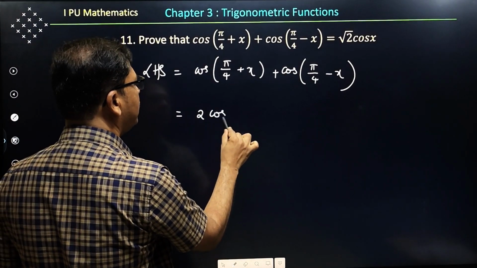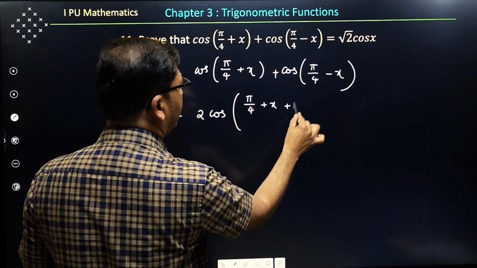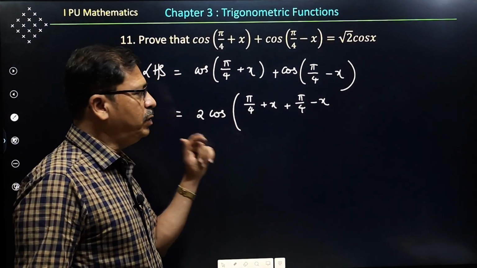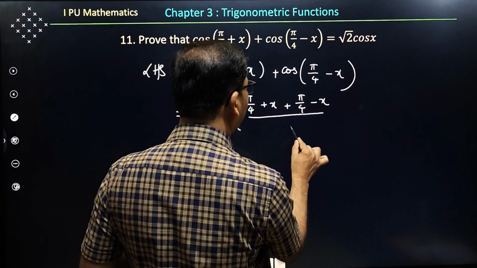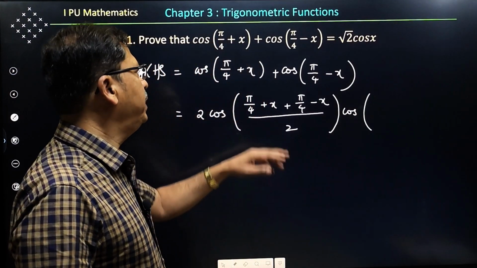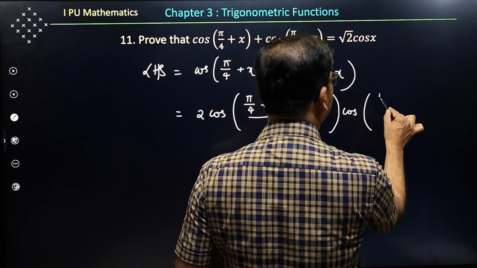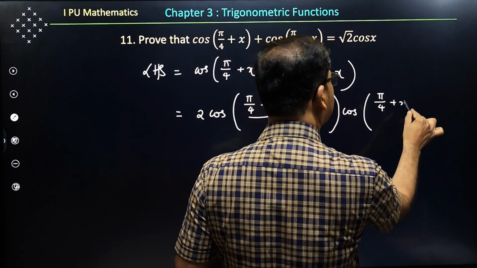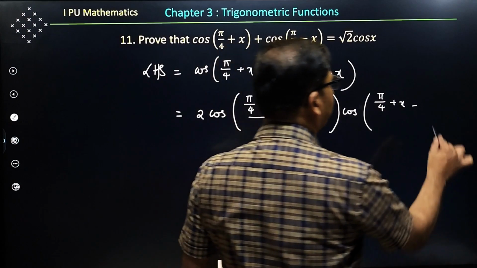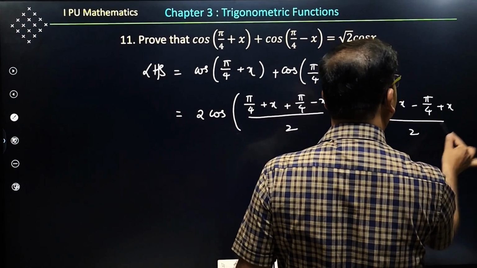2 into cos of (c plus d) divided by 2. Pi by 4 plus x, this is c, and then pi by 4 minus x, this is d here. C plus d, you need to divide it by 2 here according to the rule, into cosine again. C minus d divided by 2 means the difference of these two angles, and then you need to divide by 2 here. So pi by 4 plus x, but minus d you are doing, minus pi by 4 plus x, that is minus (pi by 4 plus x) whole divided by 2 here.